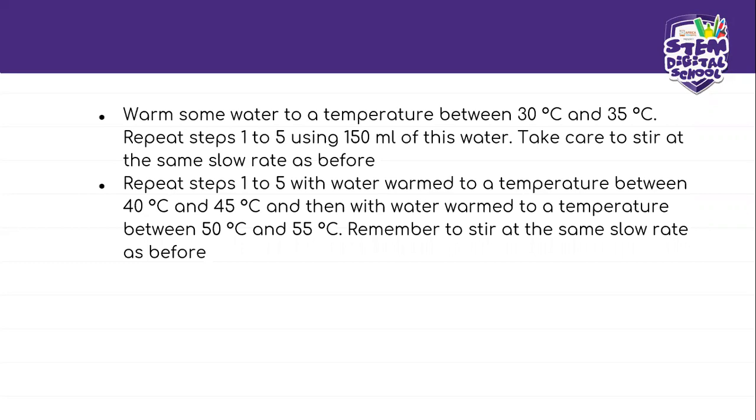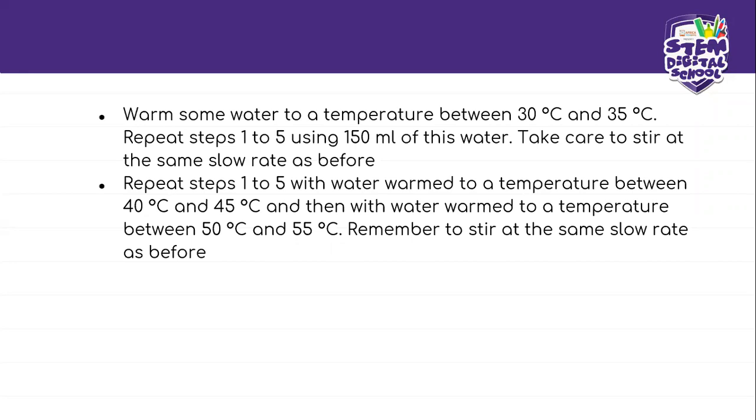Okay. So guys, as we continue with the experiment, what we're going to do now, so remember we had a kettle and we also had more water. We're going to warm some water to a temperature between 30 degrees Celsius and 35 degrees Celsius, and we're going to repeat steps 1 to 5 using the 150 millimeters of this water. So remember step 1, it said that we are pouring the water into the cup, and then we're going to put it onto a dark surface, and then we put in our thermometer to basically measure the temperature of the water, right? So we're basically going to repeat steps 1 to 5 for the different temperatures of water.